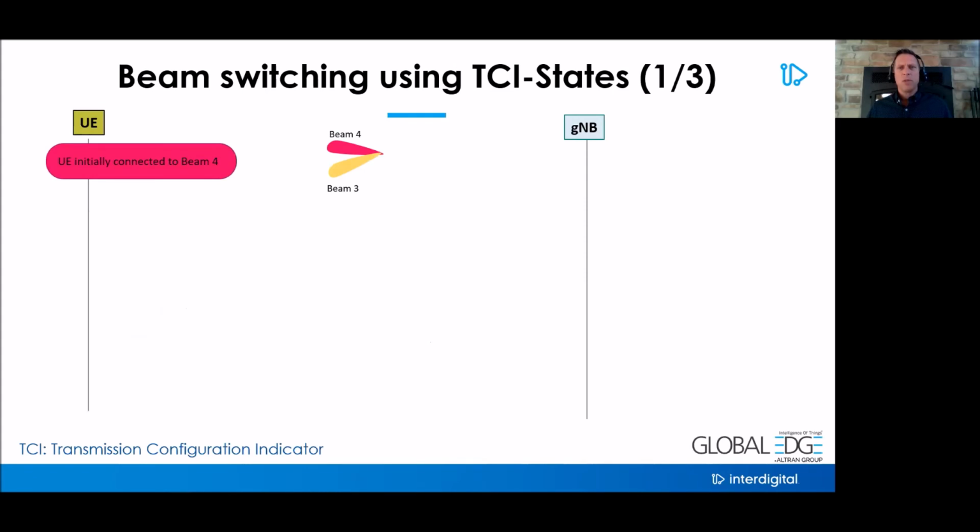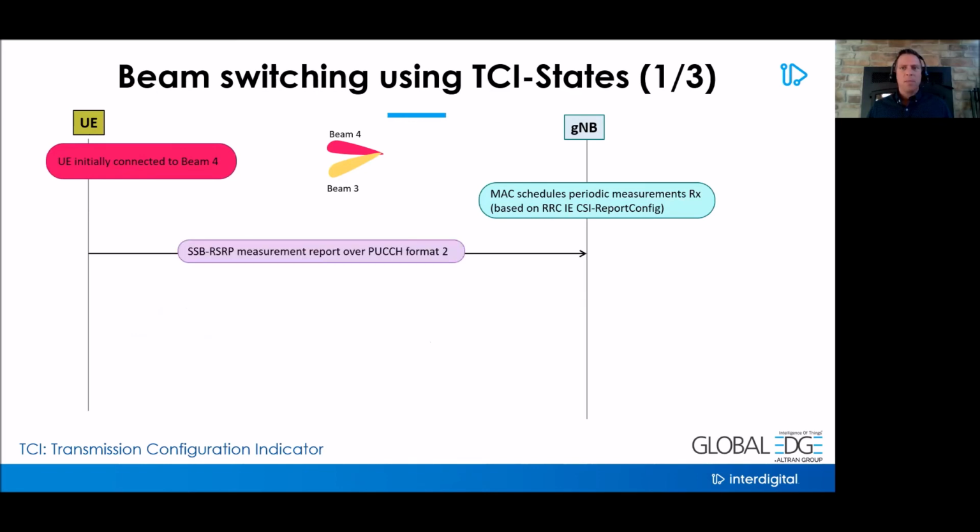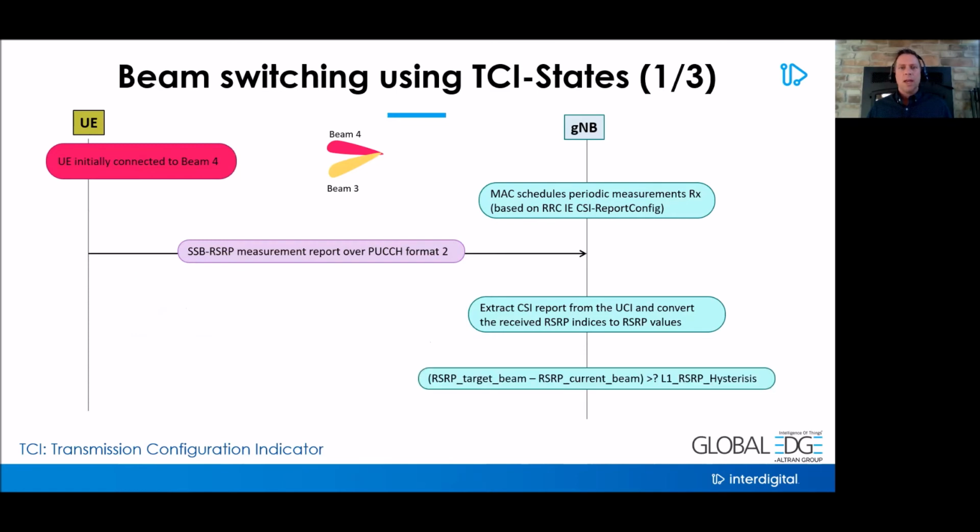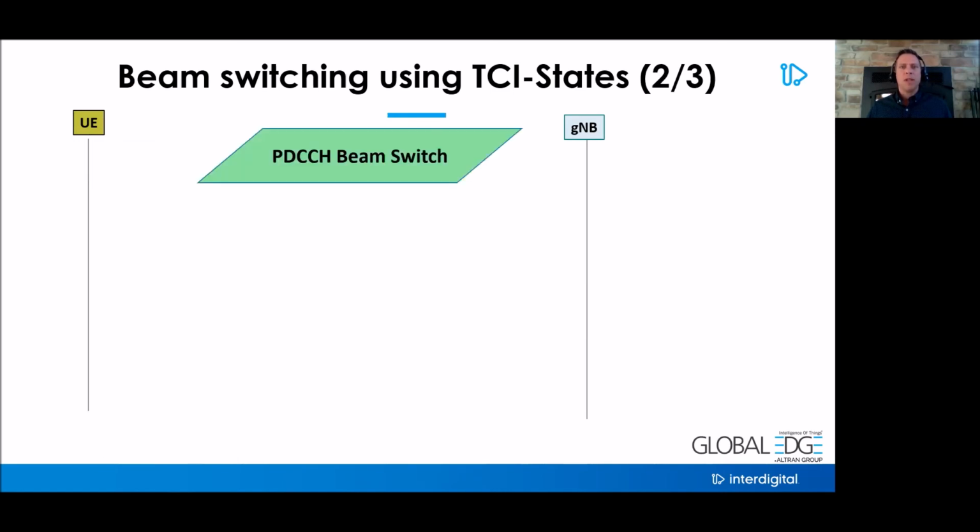So how's the beam switch actually made? Well, the gNodeB schedules the reception of the periodic beam measurements provided by the UE in an uplink control information over PUCCH. The gNodeB extracts the measurement report of a target beam transmitted over PUCCH and compares the RSRP measurement of the target beam to the current beam. Assuming that beam 3 is the new best gNodeB beam, the gNodeB sends a PDCCH TCI state indication in a MAC control element over the PDSCH.